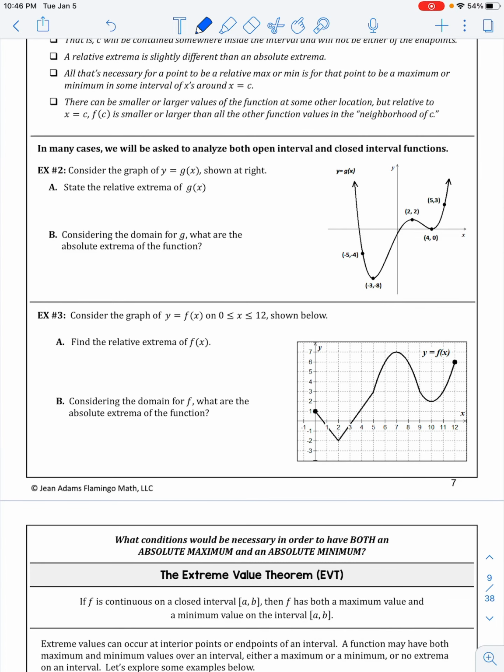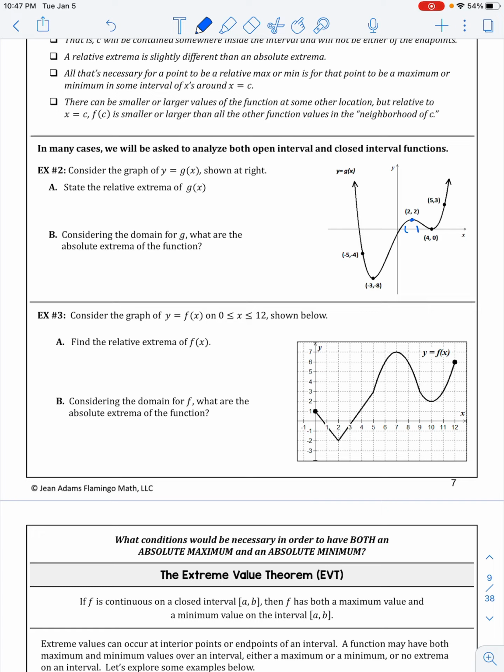Example number 2, consider the graph of y equals g of x shown at the right. State the relative extrema of g of x. And so for this one, you have a relative maximum at x equals 2 right here. It's a maximum in the neighborhood of 2, but it's not the actual maximum of the entire function. So this is looking at it on the domain of the function.